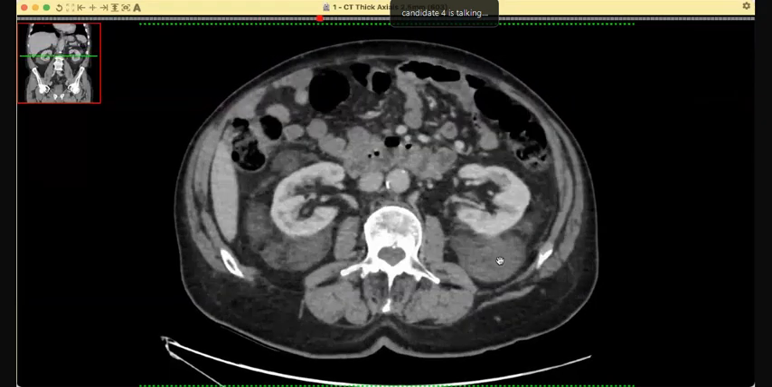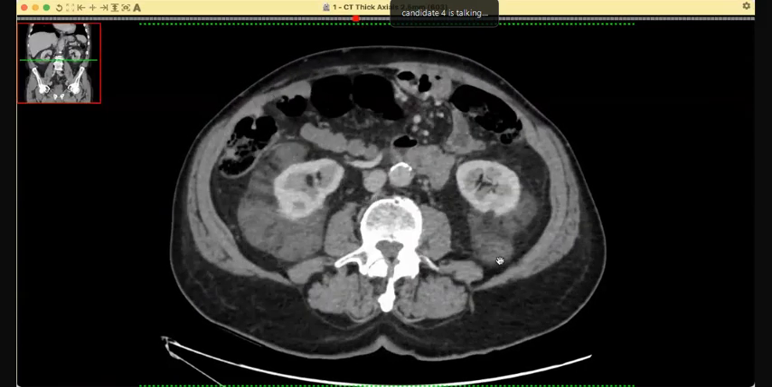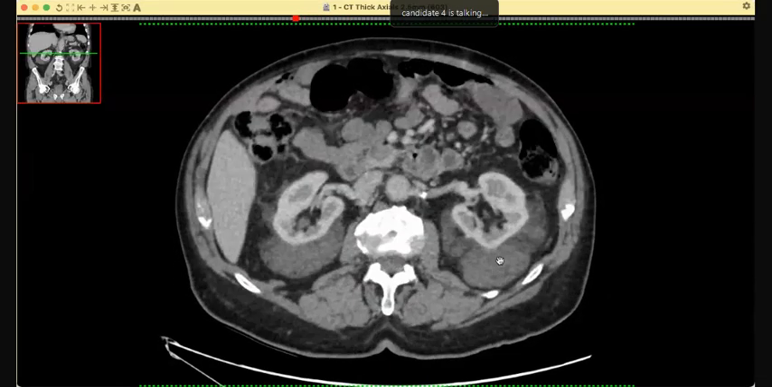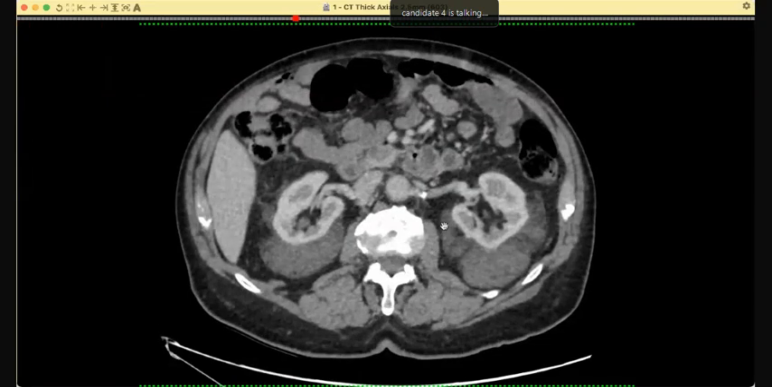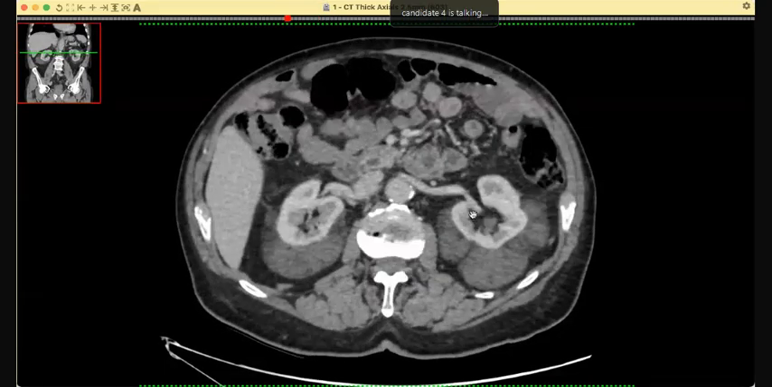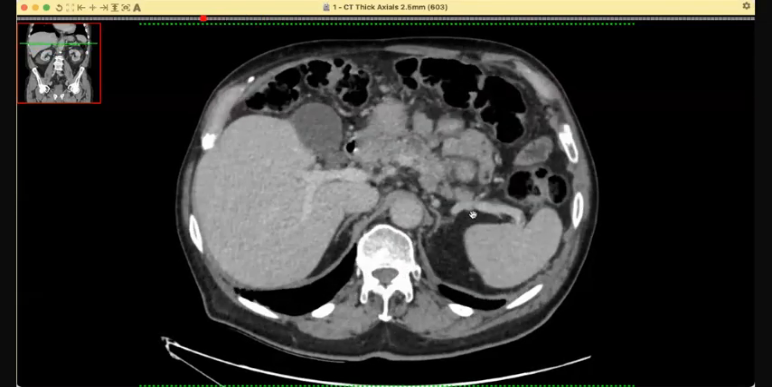In my routine practice, I would like to correlate with the history of any hypotension in this patient. No history of hypotension. Okay. I would like to correlate with HU values. If it is around 60, I would be thinking of hemorrhage in this patient. It was not 60, it was soft tissue. Okay.